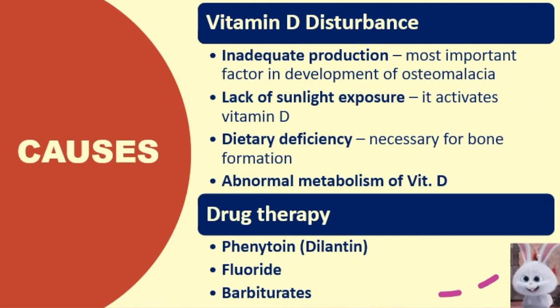Now, what are the possible causes of your osteomalacia? One is your vitamin D disturbance. Vitamin D disturbance is related to inadequate production because this is the most important factor in the development of osteomalacia. Next, the lack of sunlight exposure. So your sunlight exposure is supposed to activate your vitamin D. And then dietary deficiency, which is necessary for bone formation. However, if your patient is not having vitamin D intake, then it would not be helpful to our calcium. And then another could be the abnormal metabolism of your vitamin D.